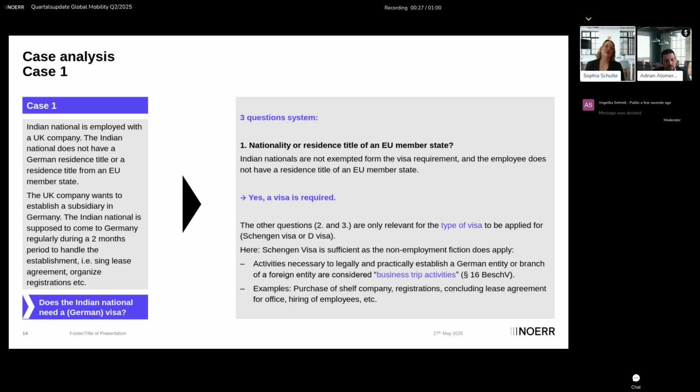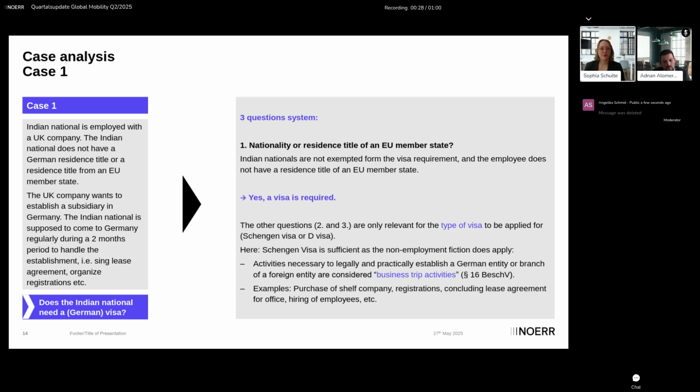So with this in mind, we go to our 4 cases we discussed at the beginning, and we'll see how this translates to these cases. In our first case, we have this Indian national who's employed by this UK company who's to come to Germany to help set up a German subsidiary of the UK employer. So our first question is, what nationality has the employee concerned? As this is an Indian national, he is not exempt from the visa requirement, and therefore they need in any case a visa to enter Germany or the Schengen area.